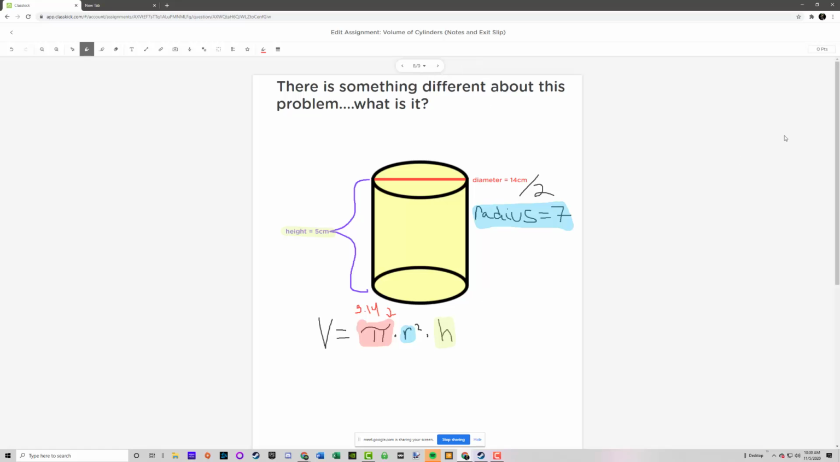So be careful. Some people will make problems where they give you the diameter instead of the radius. And if they do give you the diameter, just cut it in half and plug that value in as your radius. And then the problem works exactly the way they have up to that point.